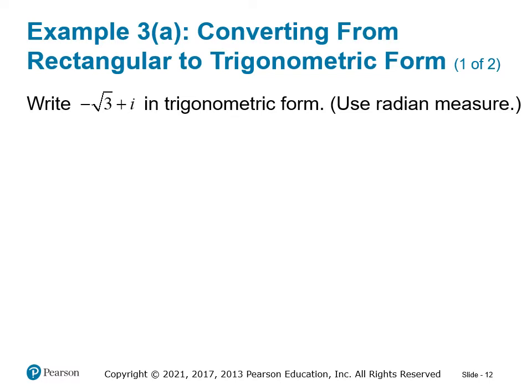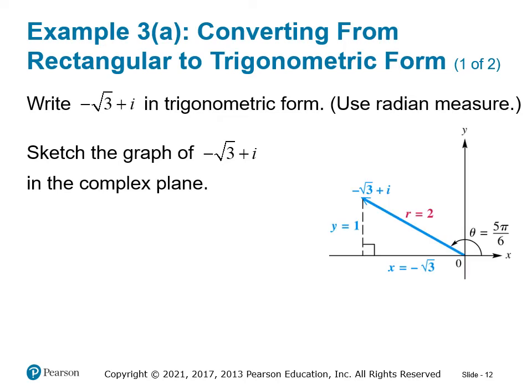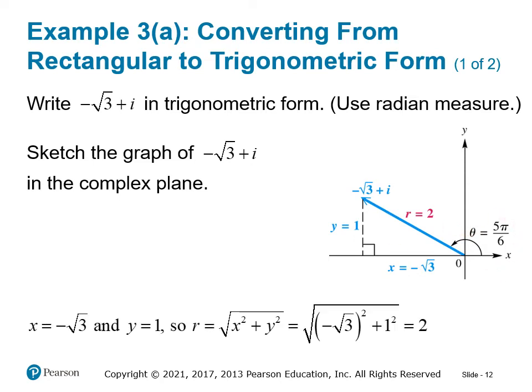Write negative square root of 3 plus i in trigonometric form. Our first step is to graph it. So our x is negative square root of 3 and our y is positive 1, so we're in quadrant 2. So whatever angle theta is going to be, it's going to be represented by this angle here inside the right triangle. And so we need to figure out what the actual theta is, which will be our reference angle. Here they've given us all the parts already, which is a little bit of a cheat.